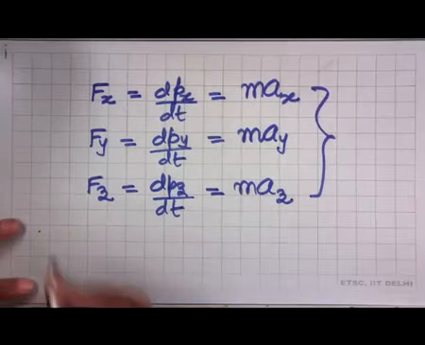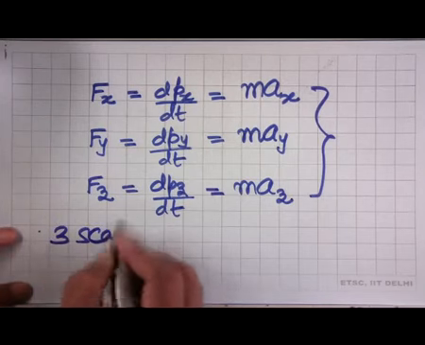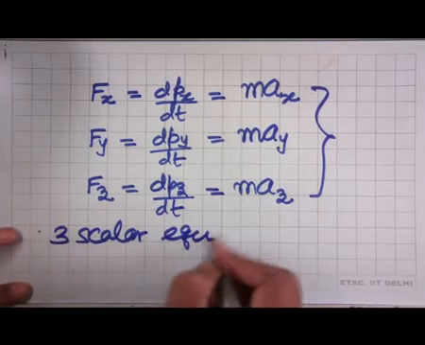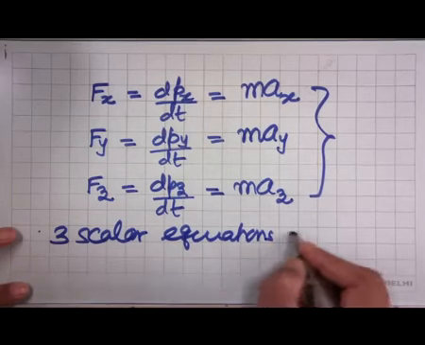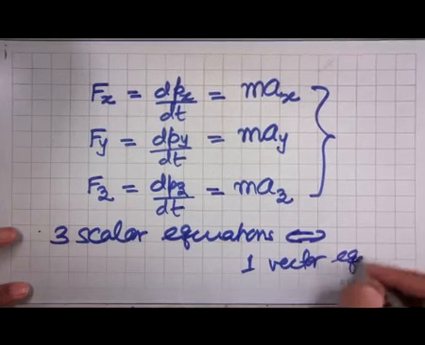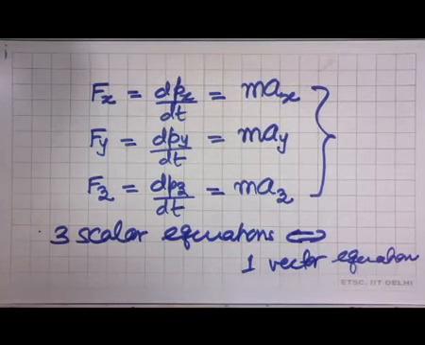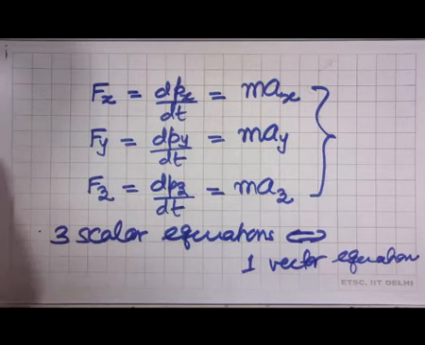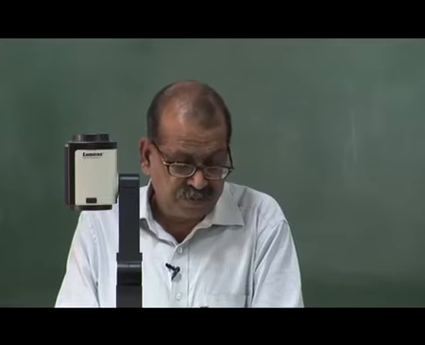So, these three scalar equations are equivalent to the one vector equation F is equal to ma. And sometimes in problem solving this may help, because we will apply these equations maybe only along one or two components, not along all the three components.